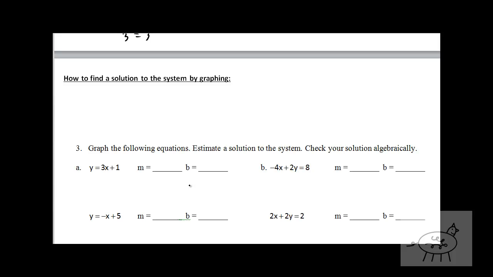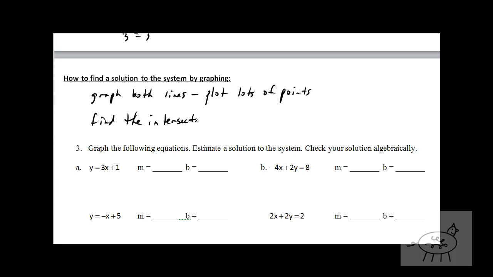So again, we talked about this already. You're going to graph both lines, and you're going to really plot lots of points. Okay, and then to find the intersection of the two lines. Okay, so let's practice here a little bit.